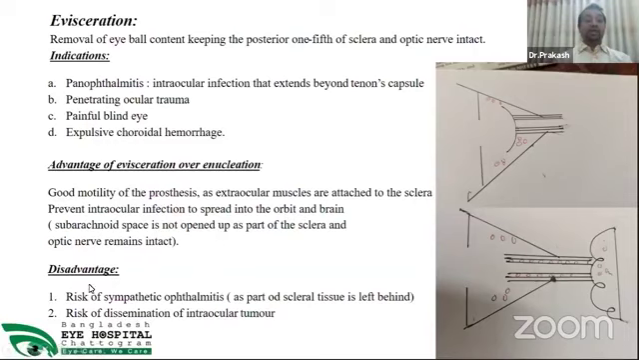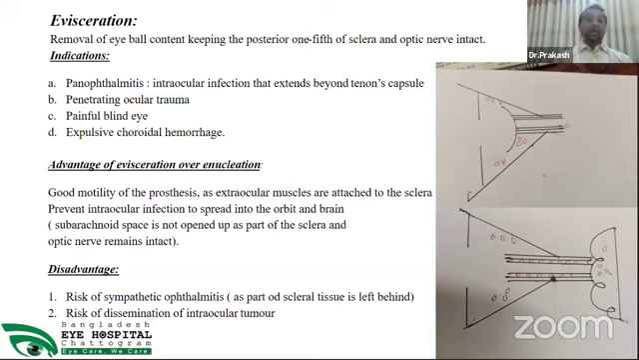But the disadvantage is, as part of the sclera remains intact, that can cause sympathetic ophthalmitis, though it is very rare, and there is a risk of dissemination of intraocular tumor. So in the case of retinoblastoma, you have to remove the total eyeball. But if you do evisceration, part of the optic nerve will remain, and that will spread to distant metastasis, through the optic nerve, to distant metastasis.